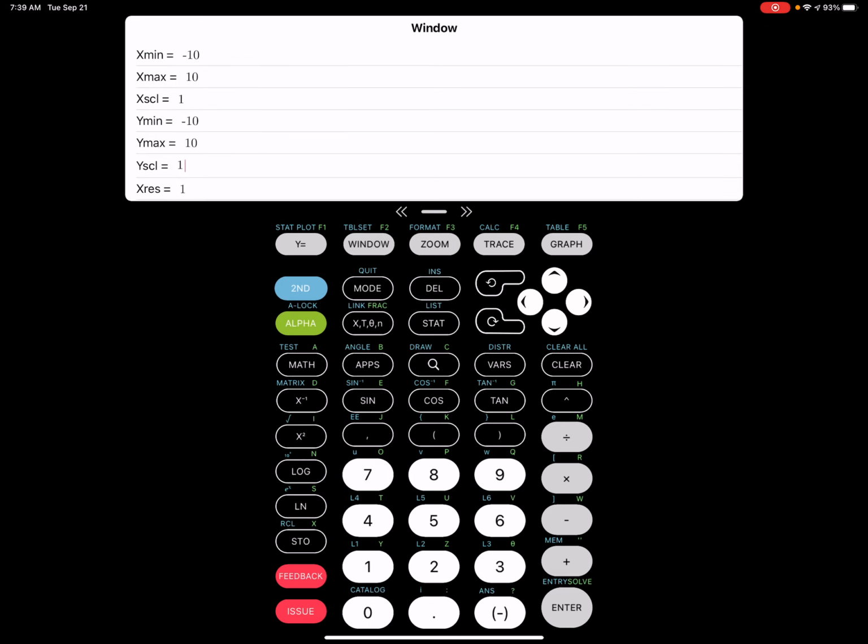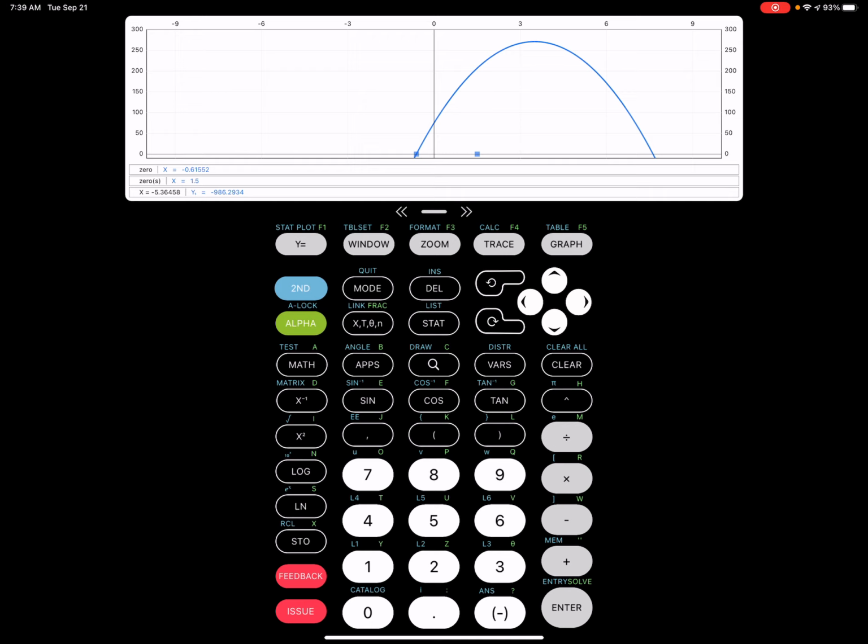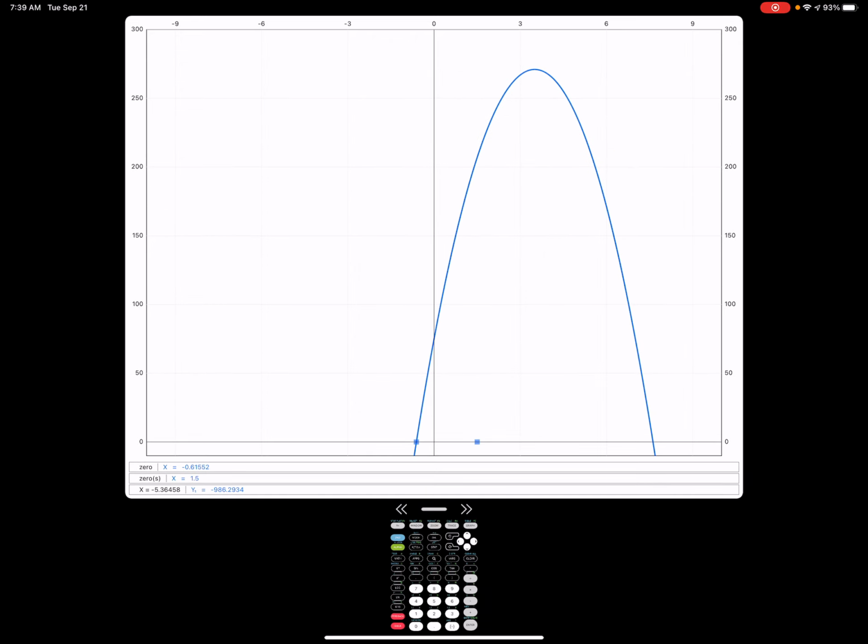And so what I'm going to do here is I'm going to keep an x min and max of negative 10 and positive 10. I'm fine with that. But my y maximum, that's what I'm going to change. My y maximum, I'm going to change to, I don't know, 300. My y scale, I'm going to change to 50. This is just going to draw fewer tick marks on my y axis, so it's a little easier to read. And then I'm going to go ahead and graph it. So what you've got then is a picture of the path of this particular ball.